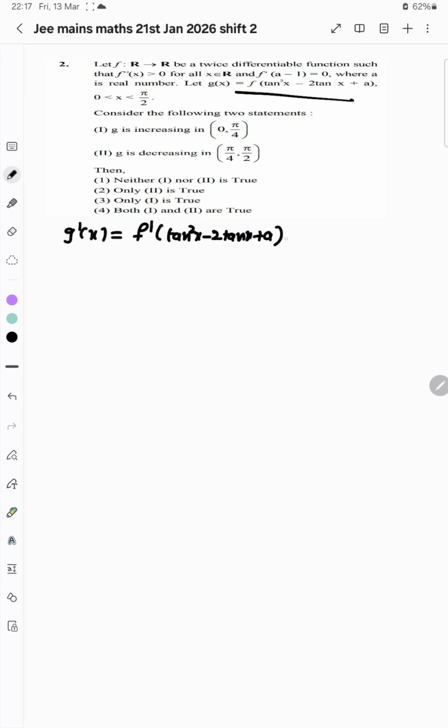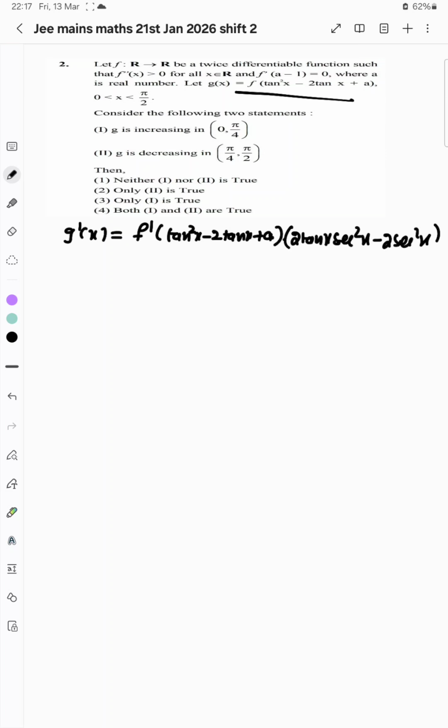Now, chain rule if you are applying, means 2 tan x into secant square x, minus 2 tan x secant square x, and plus a derivative is obviously going to 0 because it's a constant, right? We got like this. Fine. Now we have to find the critical points. So for the purpose we can equate g dash of x is 0.